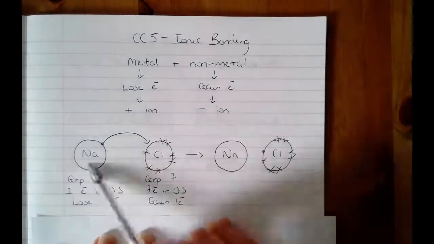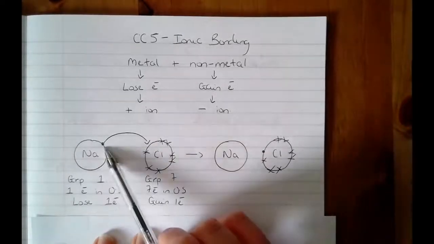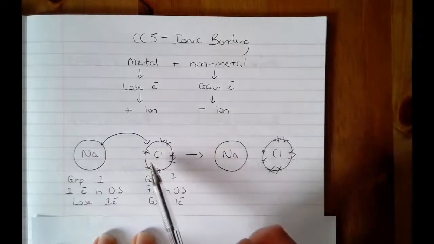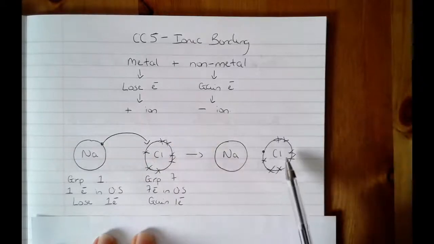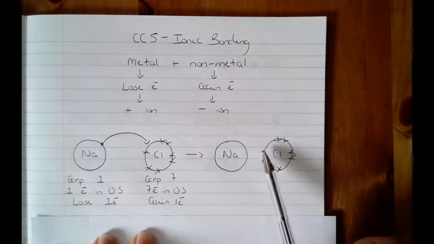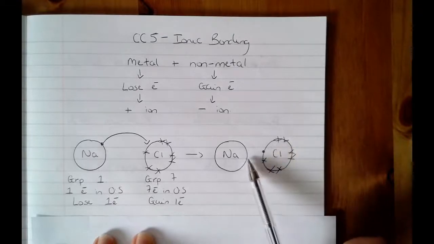It doesn't matter which way around you do it, but you need to use dots for the electrons of one atom and crosses for the electrons of another, so that when you do the ionic bonding, you can see that chlorine has gained a new electron from sodium.